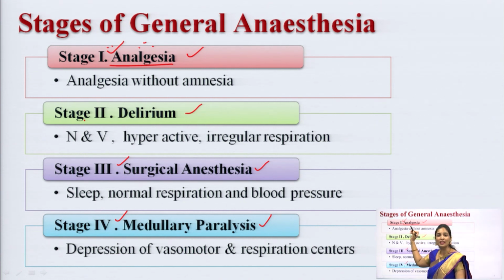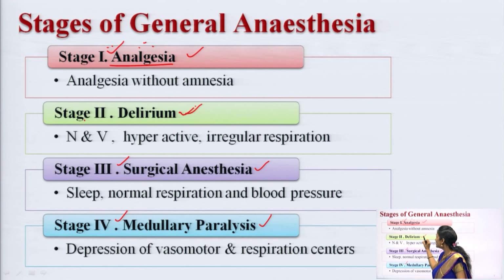Stage 1 starts from the administration of an anesthetic drug and lasts up to the loss of consciousness. Here the person can see, can hear, and can dream. The respiration will be normal, the blood pressure will be normal, but the only thing that happens here is that the person will rapidly enter into stage 2. Minor operations like dental operations you can carry out in stage 1, okay. This is the reason why it is called the analgesia stage.